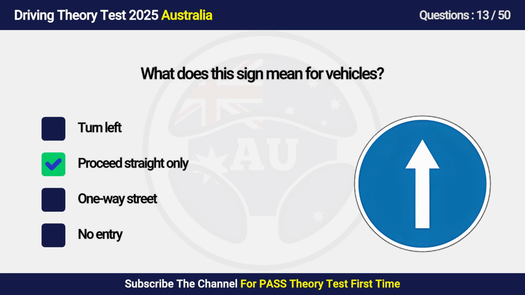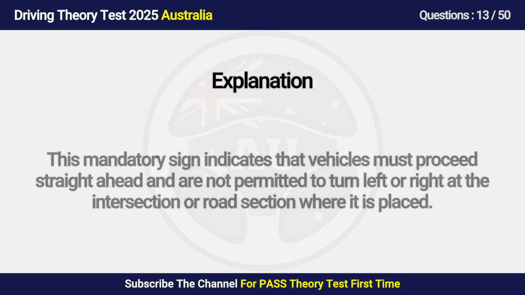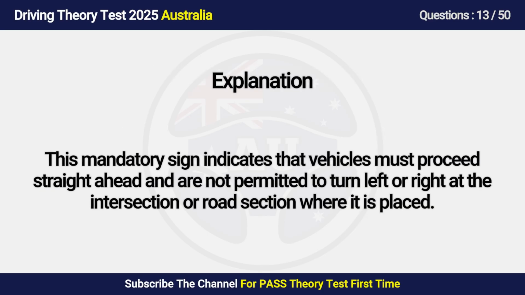Answer is B. Proceed straight only. This mandatory sign indicates that vehicles must proceed straight ahead and are not permitted to turn left or right at the intersection or road section where it is placed.